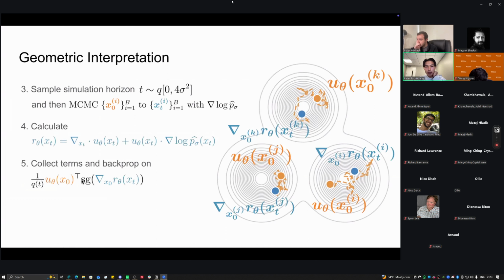So then we collect the necessary terms, so U theta on x0, and then this gradient of R on xt, and then we backprop on this term here where my cursor is. So I think the core takeaway from this geometric example is we get initial samples, we MCMC out, and then we calculate some terms, which we then collect to define our loss.